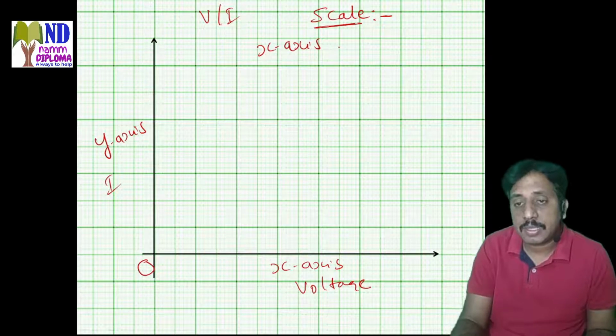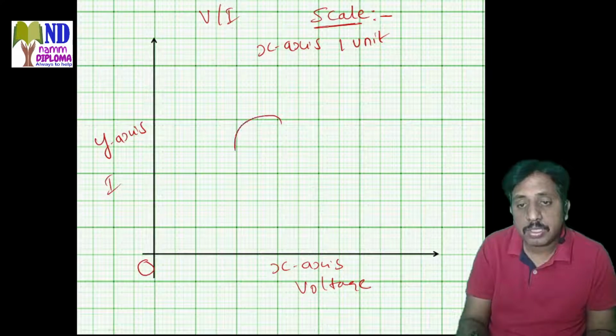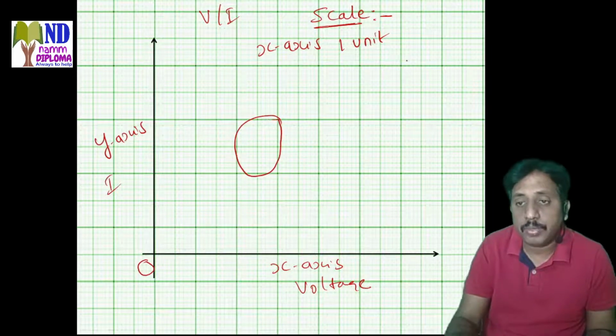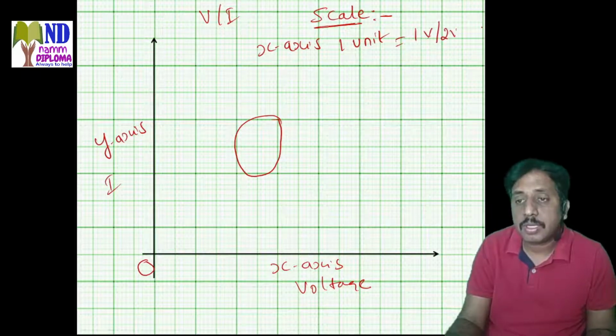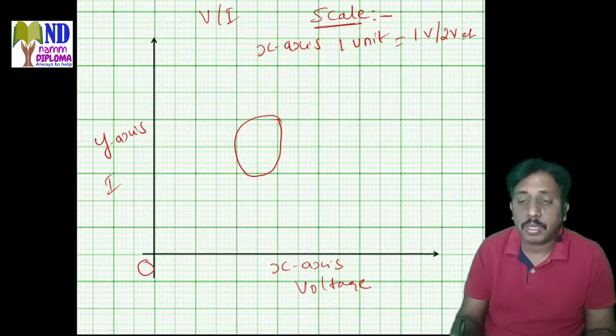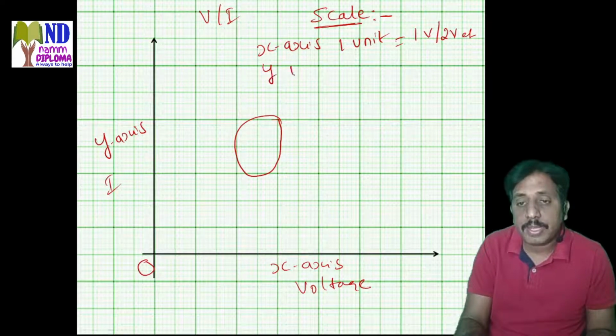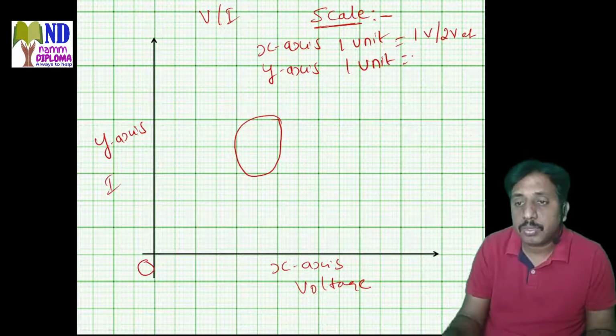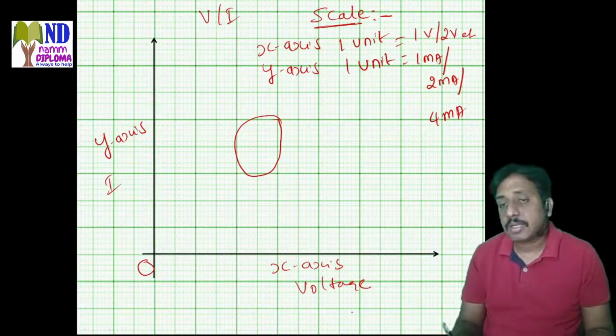Scale, x-axis, one unit. So what is one unit? As I previously told, this is one unit. One unit is equal to 1 volt or 2 volts, etc., which you can take accordingly. Similarly, you should write for the y-axis: 1 unit is equal to, usually current comes in milliamps, so it can be taken as 1 milliamp or 2 milliamps or 4 milliamps, etc.